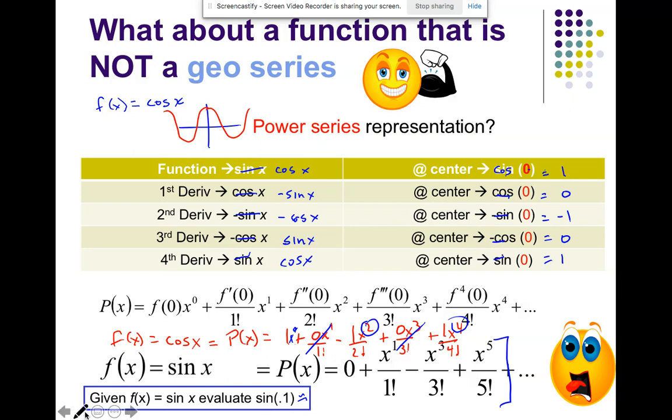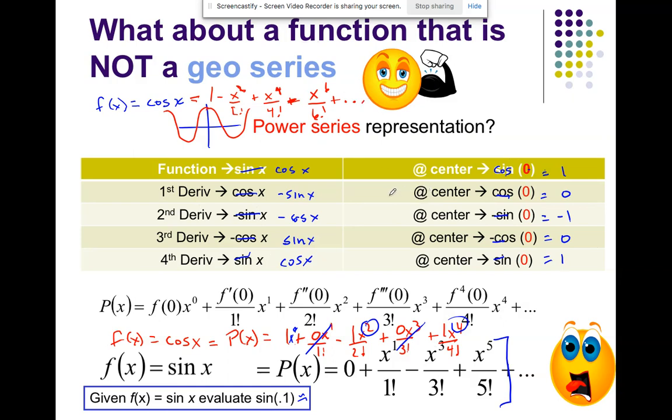So cosine is exactly equal to 1x to the 0 minus x squared over 2 factorial plus x to the 4th over 4 factorial minus, if I wanted to keep going, x to the 6th over 6 factorial, yada, yada, yada.